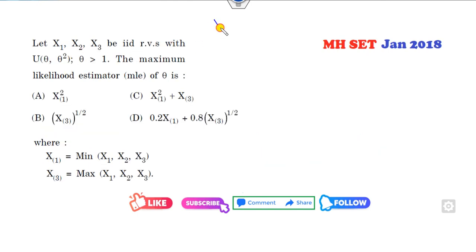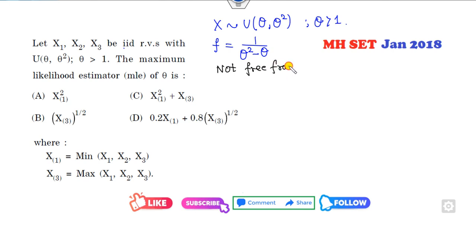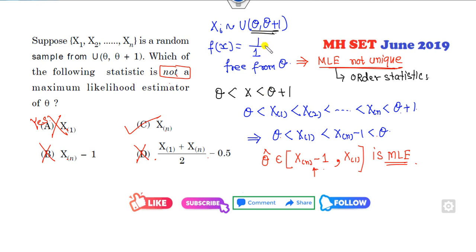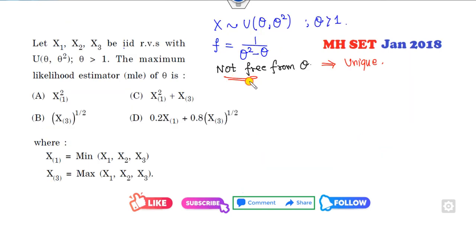Okay, next one: X1, X2 and X3 are IID and follow the uniform distribution (theta, theta square), where theta is greater than 1. Clearly this number is positive. What is the PDF? It is 1 over theta square minus theta, and you can see it is not free from theta. It means the MLE is unique. In the earlier case it was free from theta, that's why it was not unique, but in this case it is not free from theta, so it is unique.